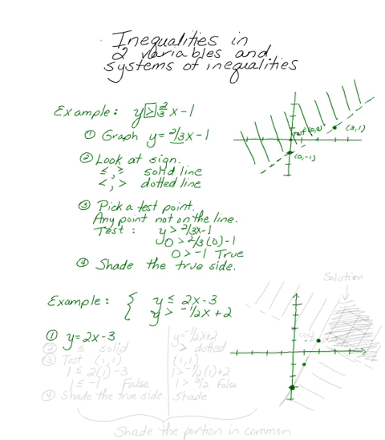Now, again, the second step is to look back at our inequality sign. We have less than or equal to. Since we have less than or equal to, that means what we're going to want is a solid line because we do have an equal sign as part of our inequality sign. So we're going to draw a solid line through those points.